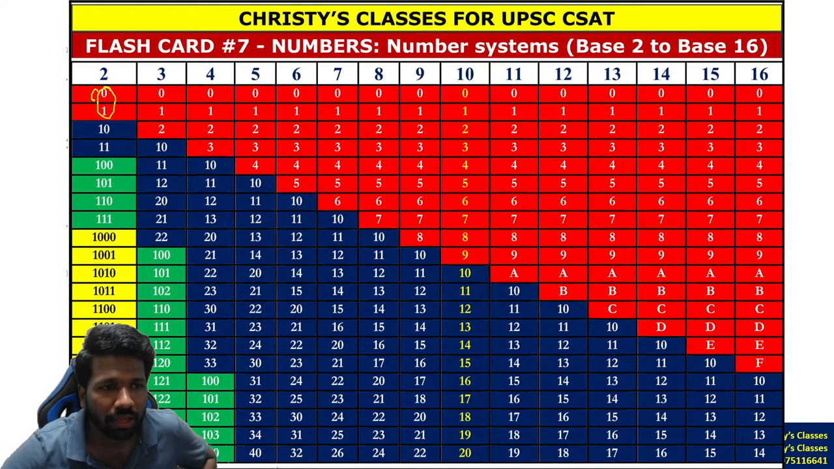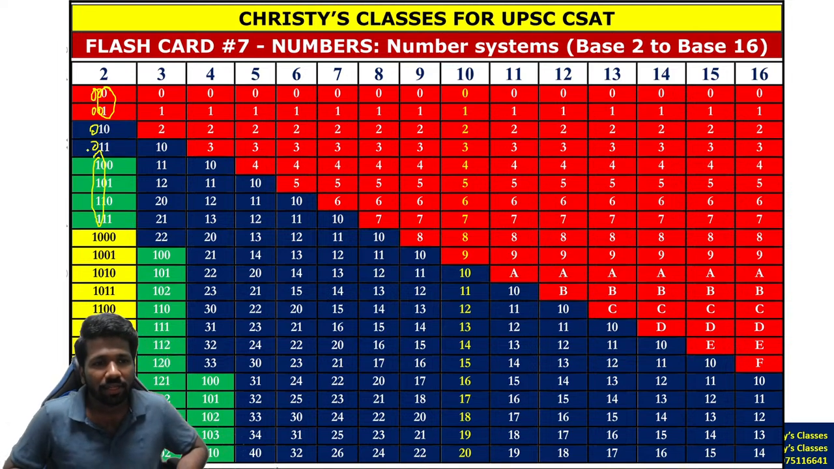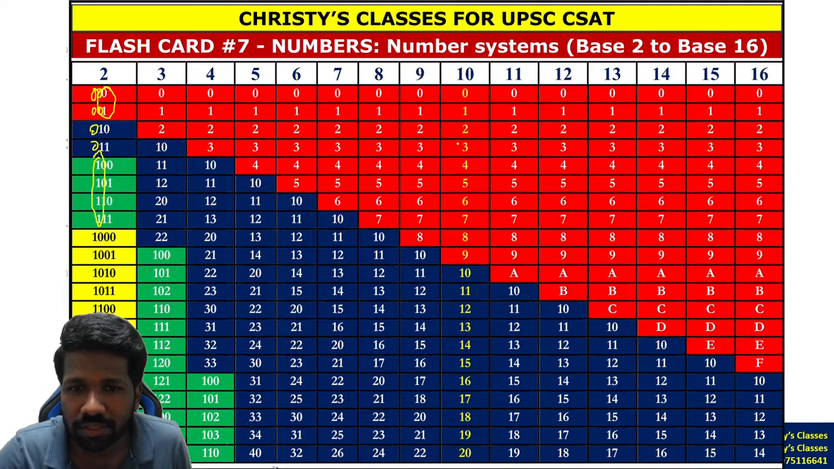Now, you have to reimagine these numbers as 3-digit numbers with 0 in the beginning. Then 3-digit numbers with 1 in the beginning. Are you understanding the point? If you understood this, you can create any number system.